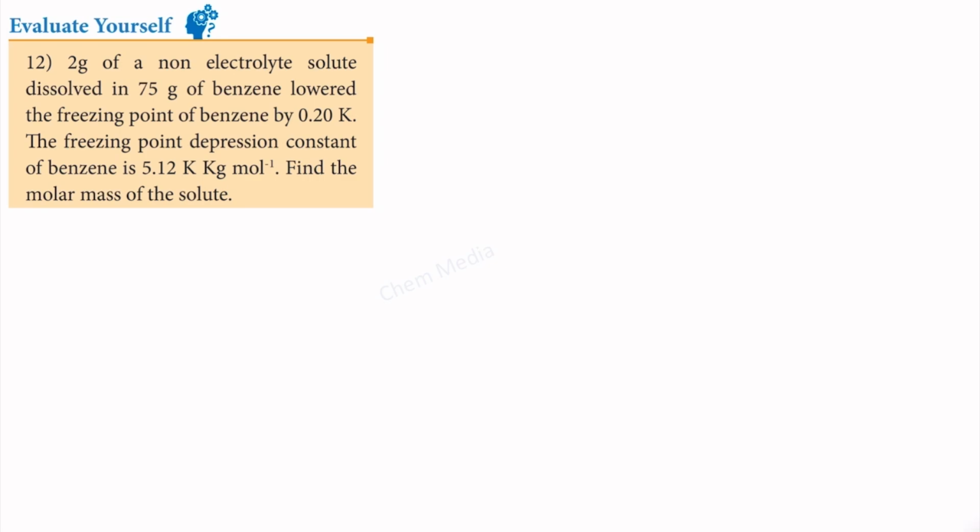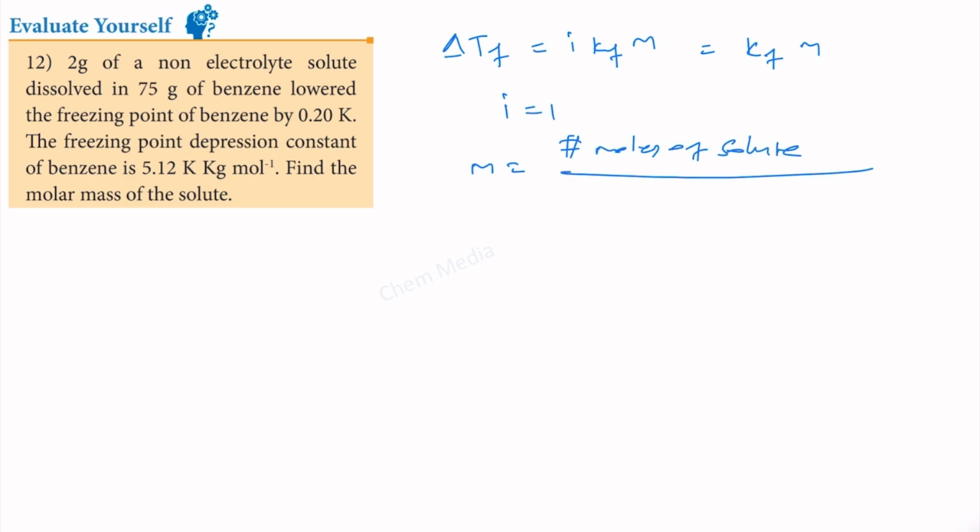We know that depression in freezing point ΔTf is equal to i times Kf times m. Here i is the van't Hoff factor. For non-electrolytes, the van't Hoff factor will be equal to 1 and therefore it is completely okay to write Kf times m, provided the solute is a non-electrolyte, and Kf is the molar freezing point depression constant and m is the molality of the solution.